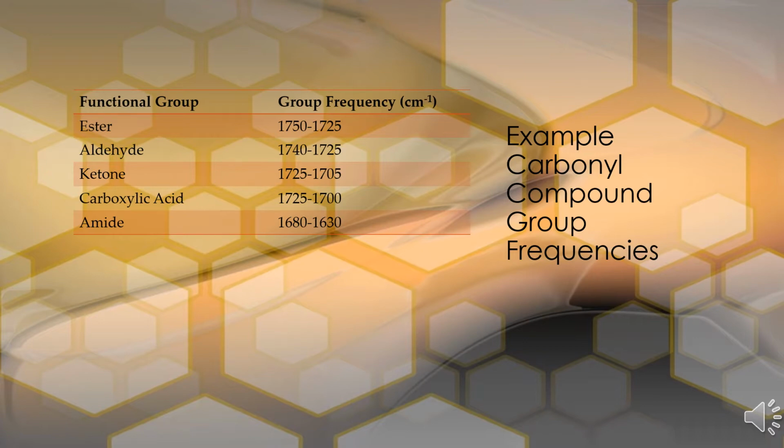And last but not least, we have the amide, and you see it's very low. That's going to be between 1680 and 1630. So those are some of your group numbers that you'll see when you look at the spectra, when you search for your compound.